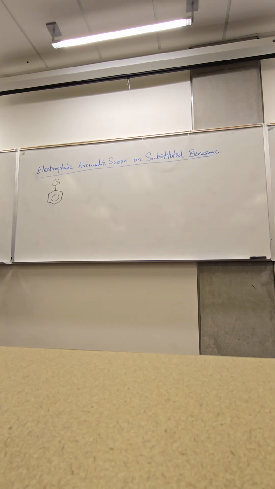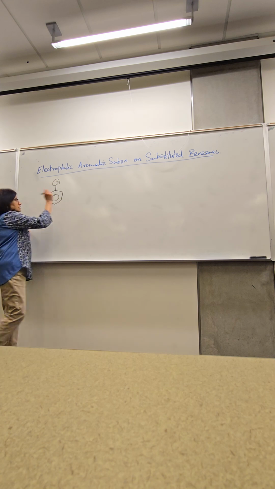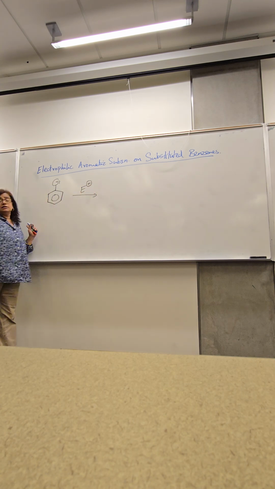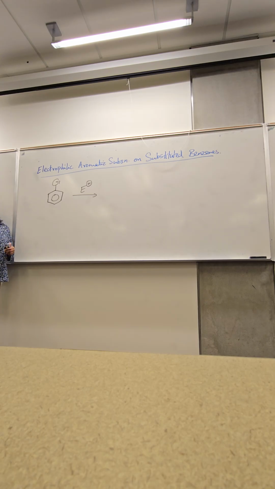Okay, so let's say there's already a group on the benzene. Let's start with 1, and we are doing an electrophilic aromatic substitution reaction. How many possible products can possibly be created?